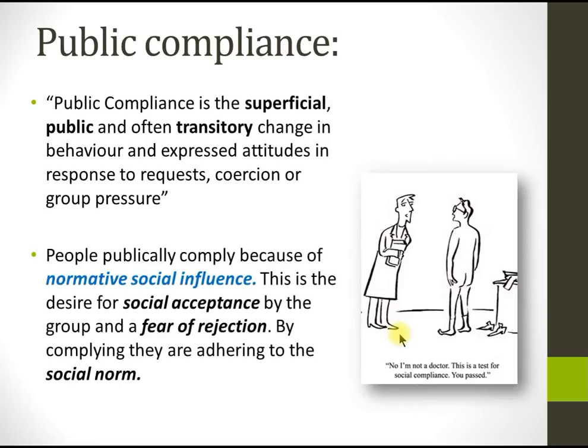Public compliance. Public compliance is the superficial, public, and often transitory change in behavior and expressed attitudes in response to requests, coercion, or group pressure. Transitory means it doesn't last. People publicly comply. The explanation for it is what's called normative social influence, and you'll find more about this in the guide notes. This is a desire to be accepted, or because the group that we want to conform to has the power to reject us, which is a form of punishment.